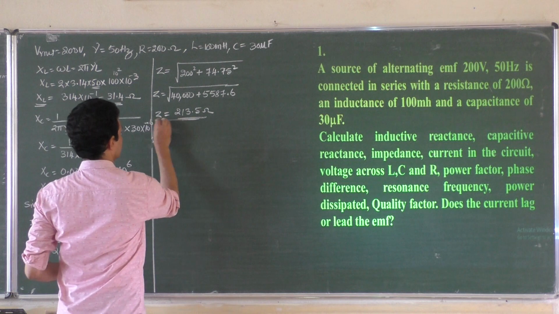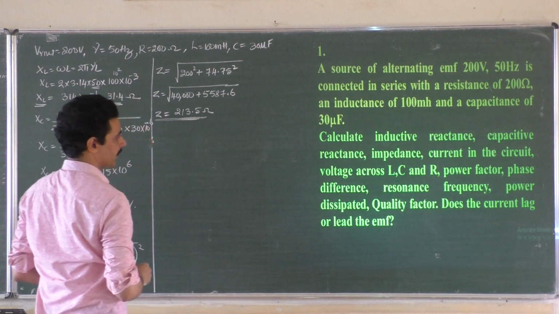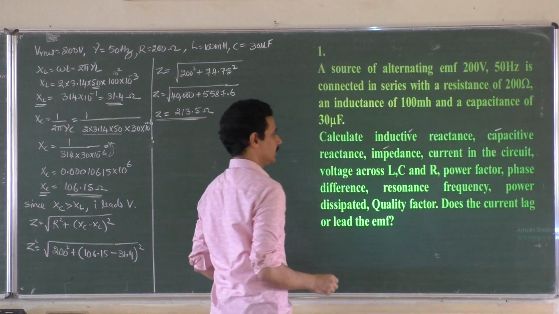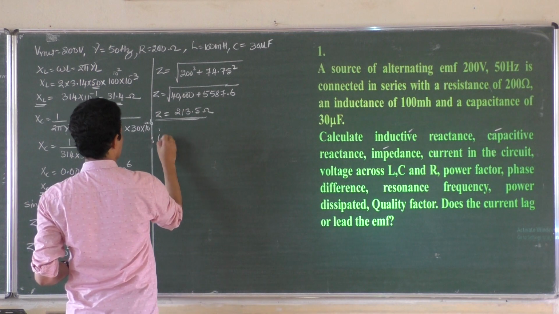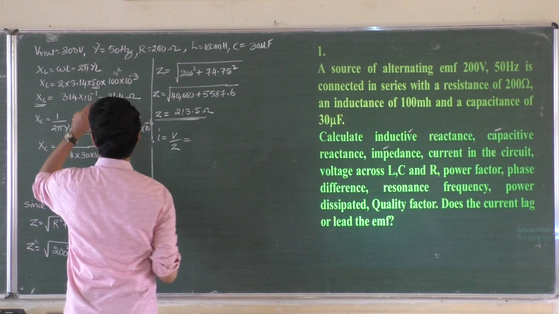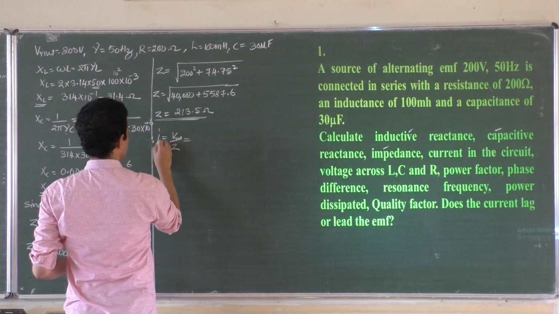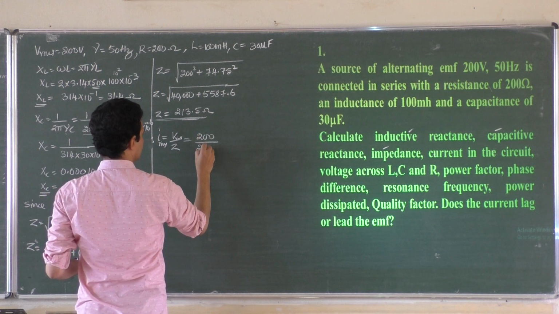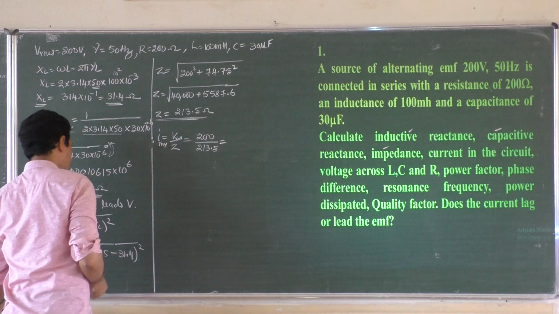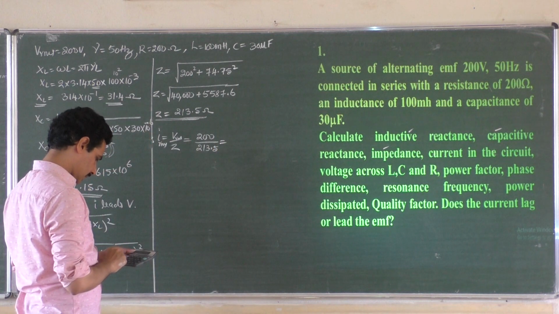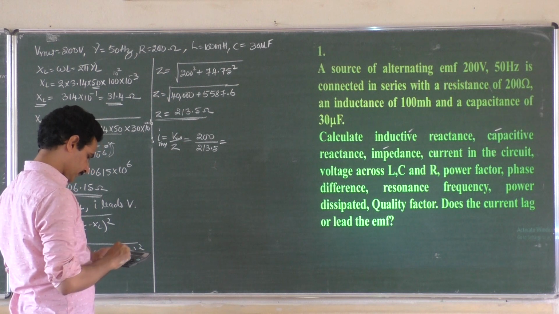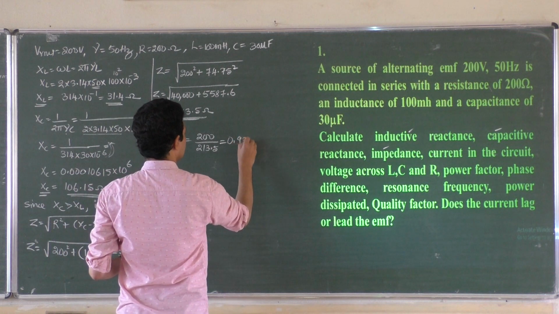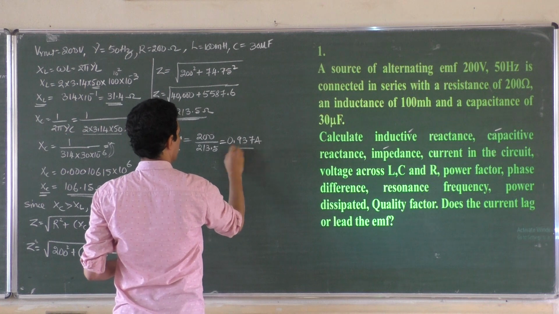Impedance is over. We calculated inductive reactance, capacitive reactance, and total impedance. Next, current in the circuit, I is equal to V by Z. Since we are using V as RMS, this is also RMS. IRMS is VRMS by Z, that is 200 divided by 213.5, which is equal to 0.9367 ampere. This is IRMS.